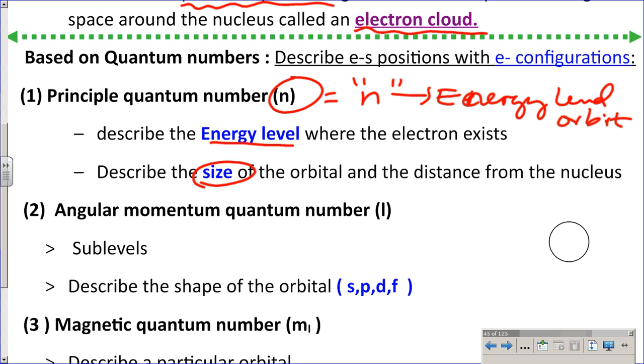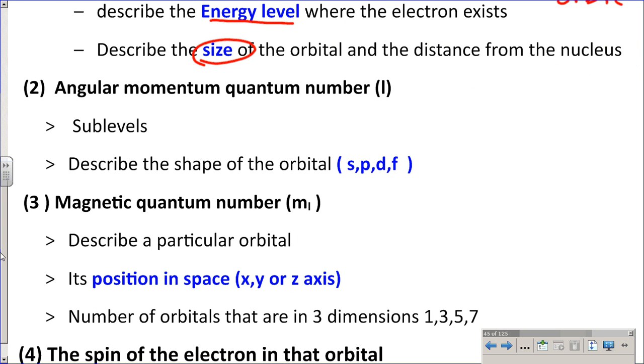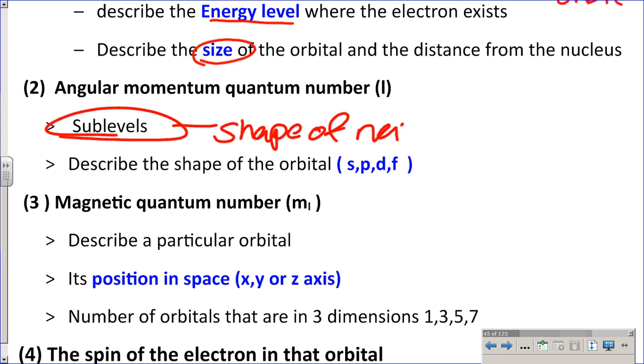The next one sounds real funny. Angular momentum quantum number. Nobody calls it that either. We just call it the shape of the neighborhood that the electrons live in. They're also called sublevels. Sublevels are kind of like the shape of the neighborhood of where the electrons exist. And they come in 4 shapes. They're theorized to come in more shapes, but we haven't discovered that much yet.